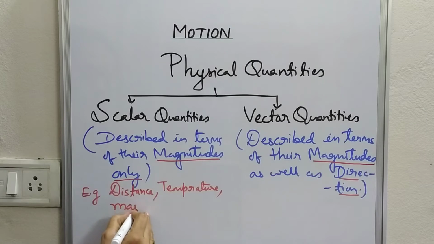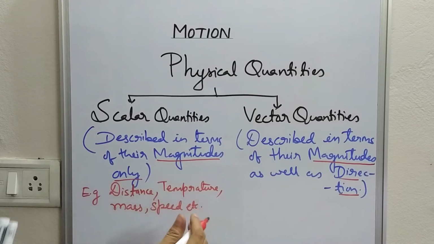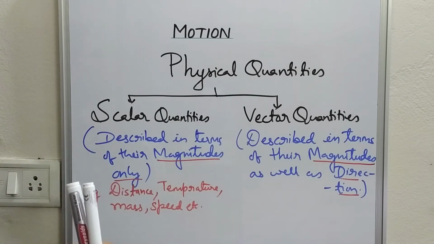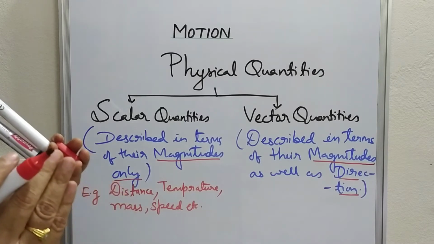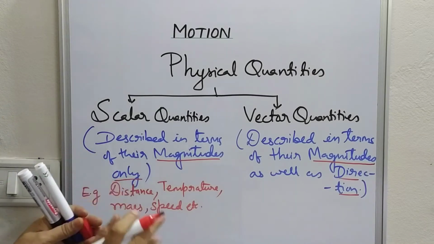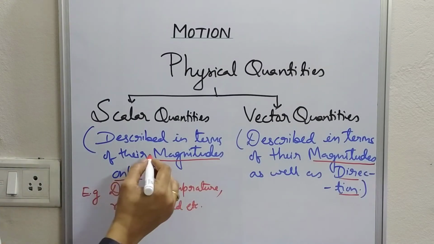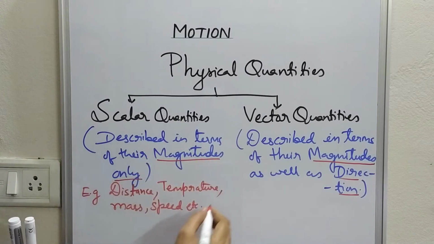Mass is a scalar quantity. Speed is a scalar quantity. Volume of an object is a scalar quantity. That means for all these physical quantities, when we talk about them, we only talk about the quantity or size. Those are all scalar quantities.